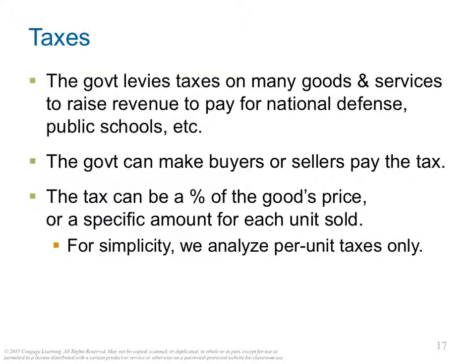The government levies taxes on many goods and services to raise the revenue to pay for national defense and public goods and public schools. The government can make buyers or sellers pay the tax. The tax can be a percentage of the goods you buy or a specific amount for each unit sold. For simplicity, we are going to analyze per unit taxes only.